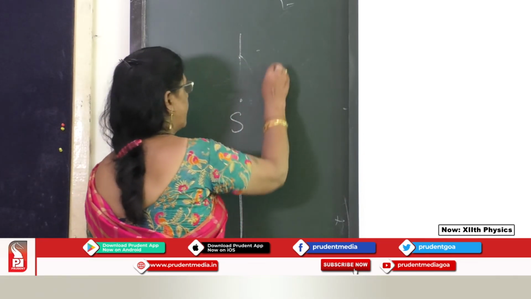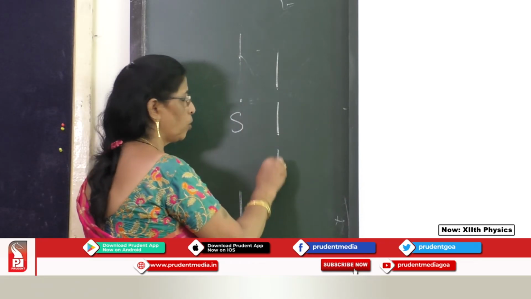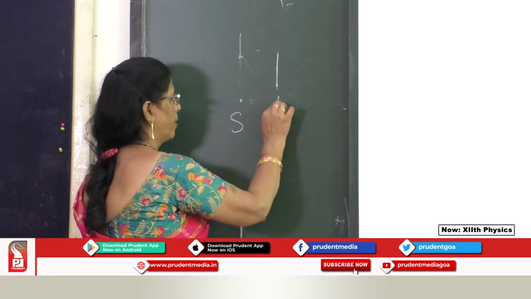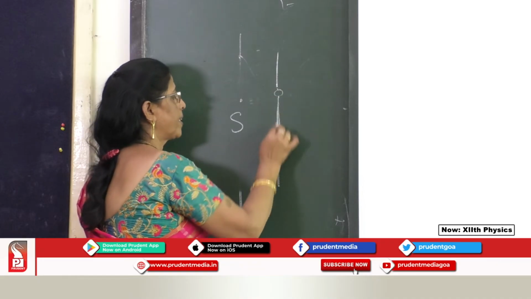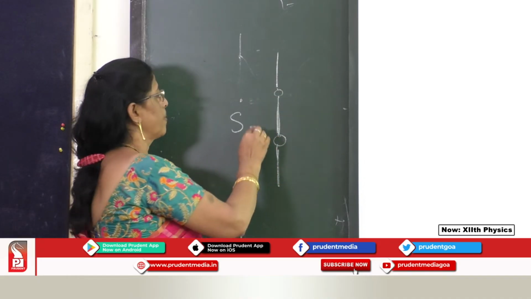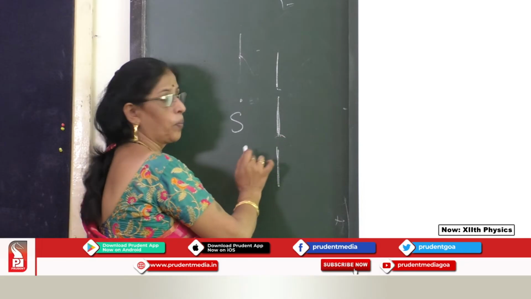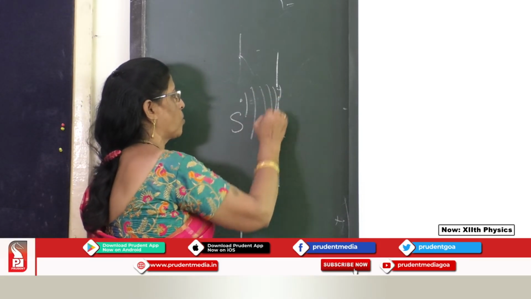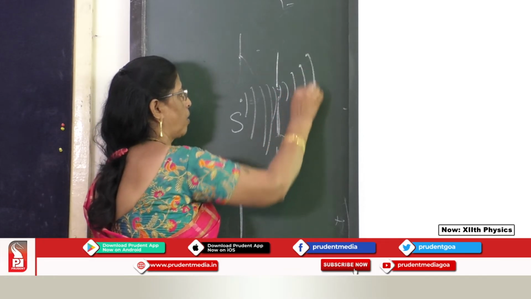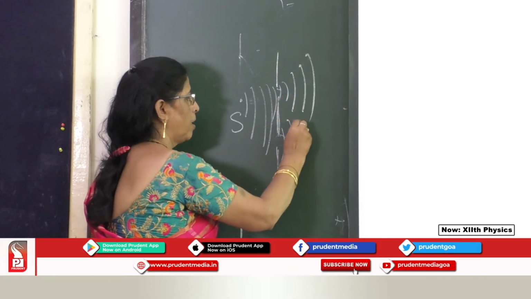Source of light. There is a cardboard with two small holes over there. These two holes we call slits. They call it slits, a small narrow opening. So the waves are emerging from this and they travel through. From here the waves are going, from here the waves are moving.